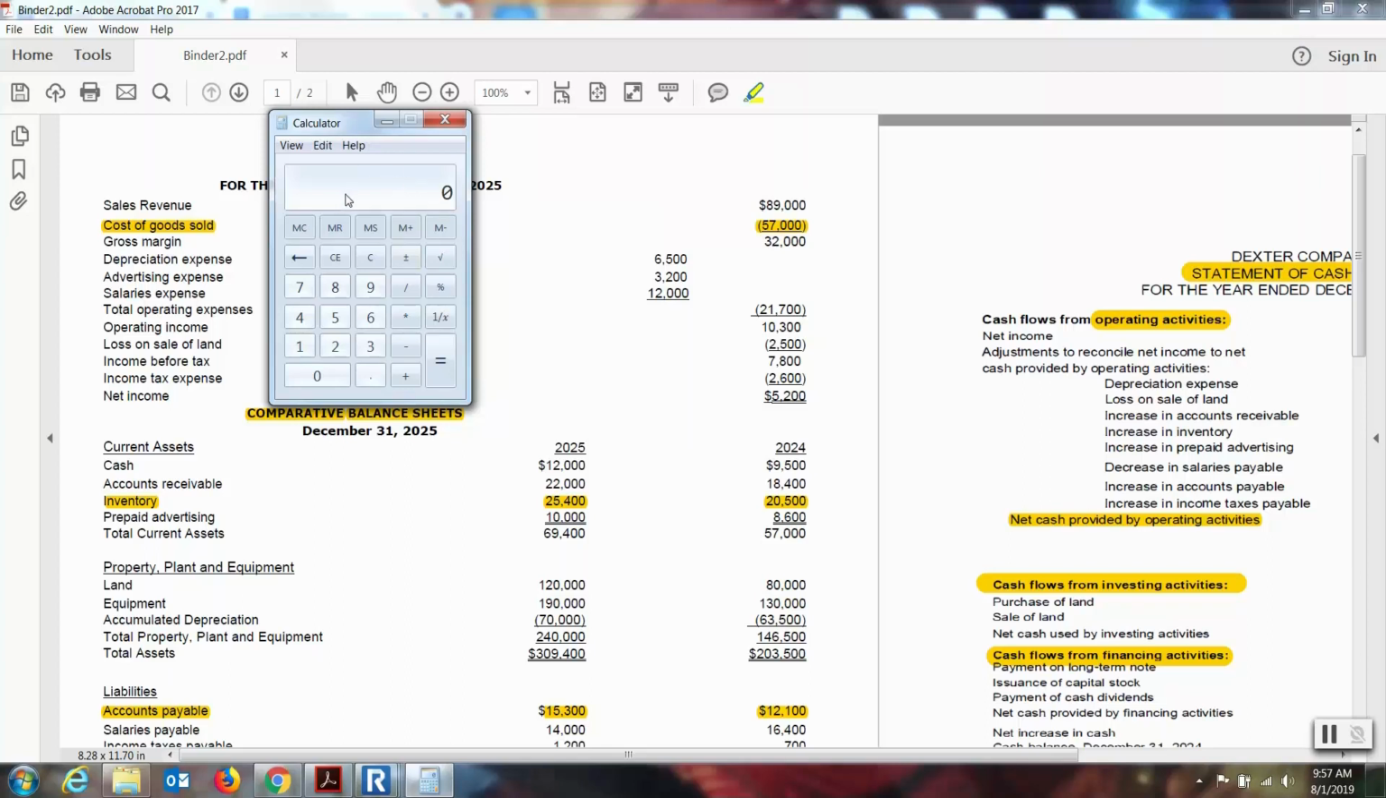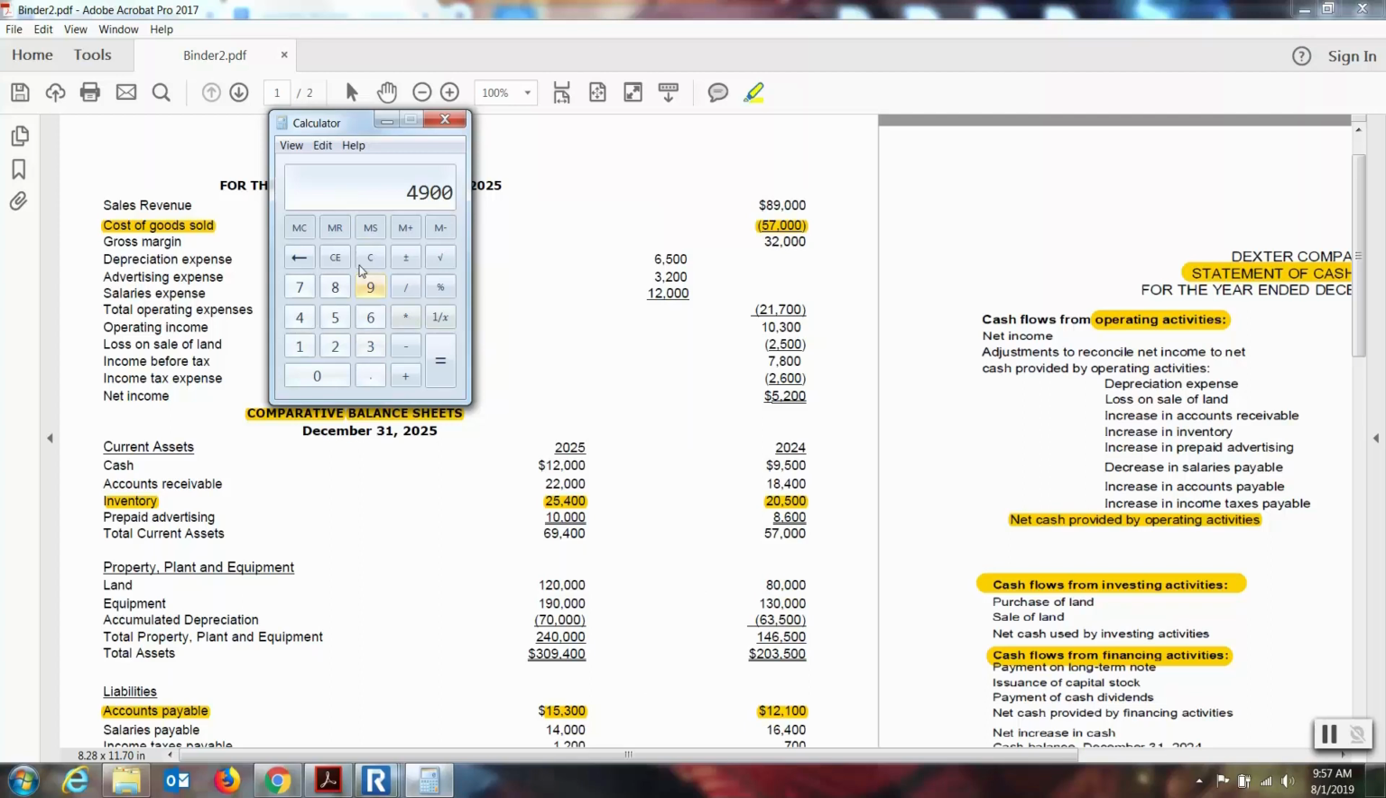So in inventory, the current balance is $25,400. The balance at the end of last year was $20,500. I'm just picking those numbers up. So it increased. We have more merchandise, $4,900. We will add that difference to the cost of goods sold. So remember that, $4,900. And then we need to look at the accounts payable.